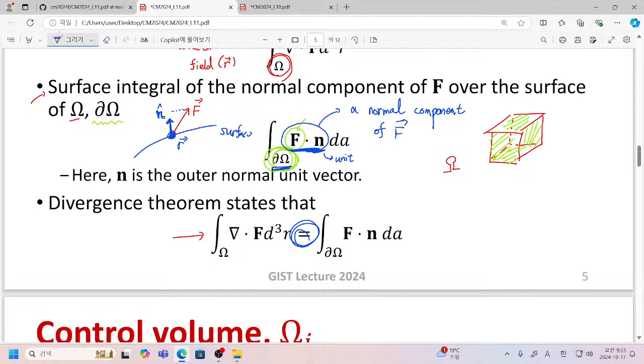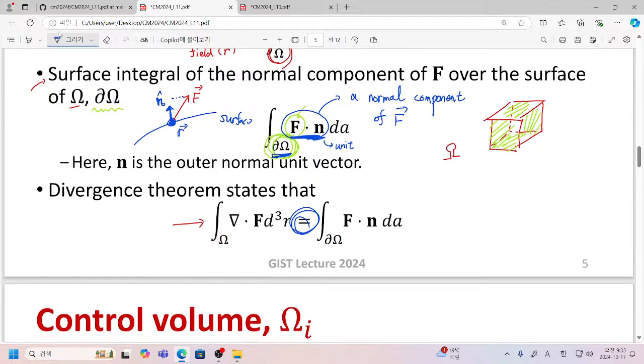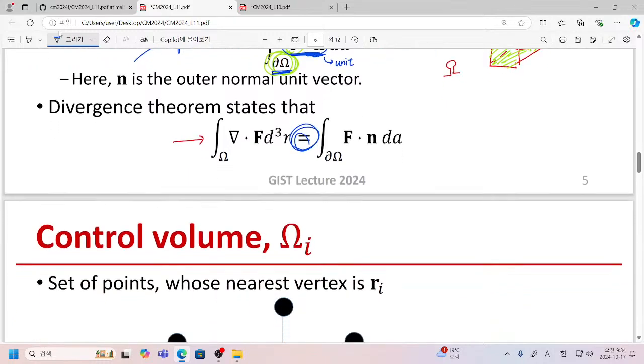This divergence theorem is repeatedly used in many cases in our computational microelectronics, so we must get familiar with this one. Today we will immediately use this divergence theorem to extend our Laplace equation to the 2D or 3D case.